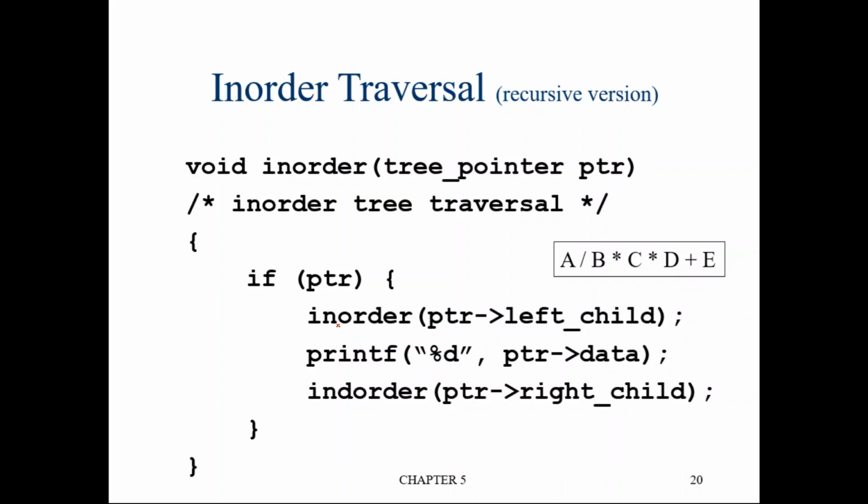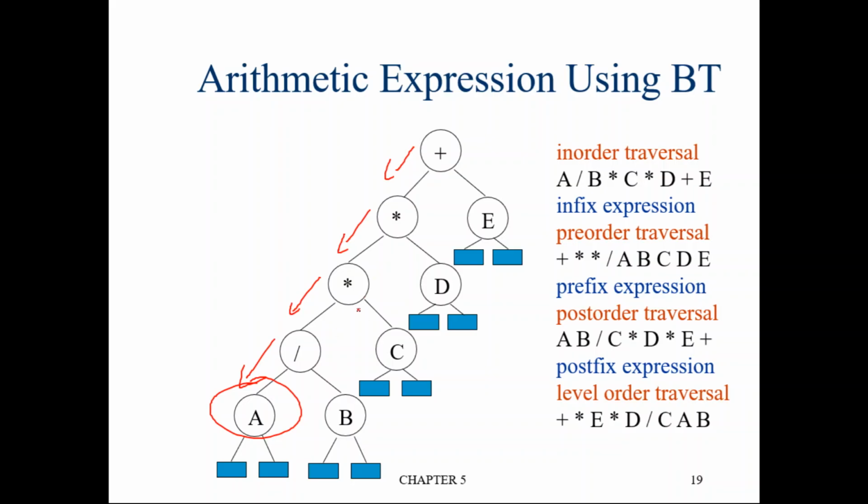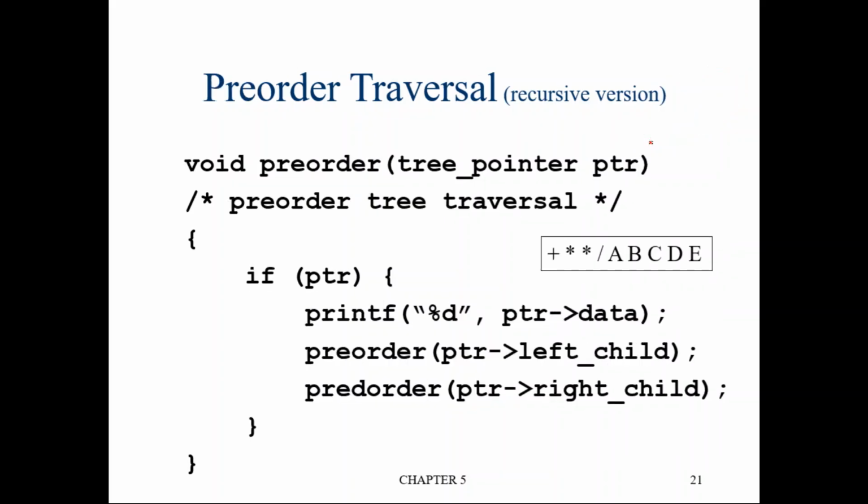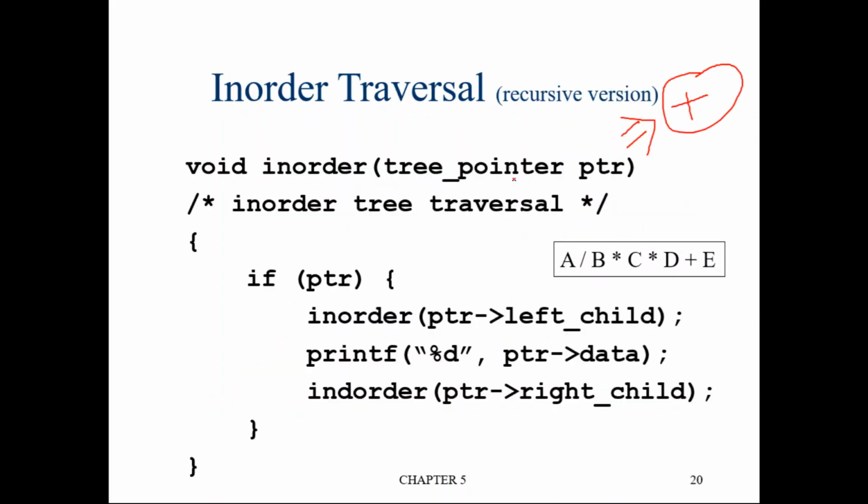See what is happening here. Let us take this tree itself. Initially, PTR is pointing to the root node. What is the root node? Plus. Initially, PTR is pointing to plus. Plus is a node. It has some address, say 1000. It is pointing to that particular address. So after coming in, you are checking whether PTR is not null. Yes, PTR is not null, it is pointing to plus.